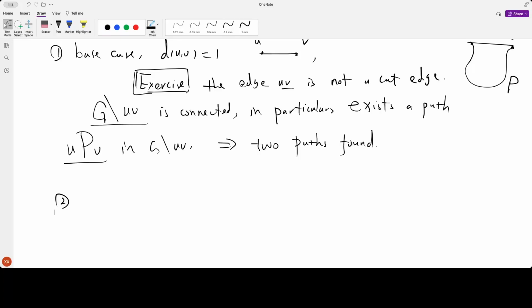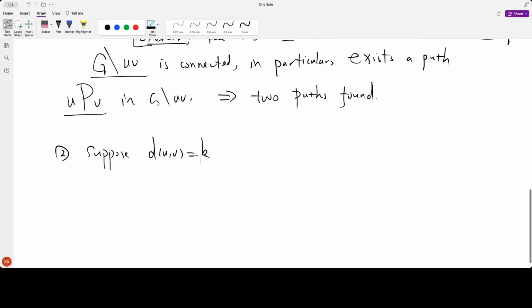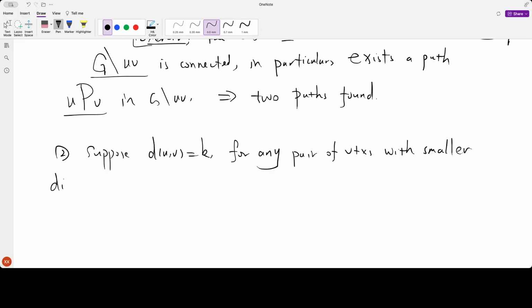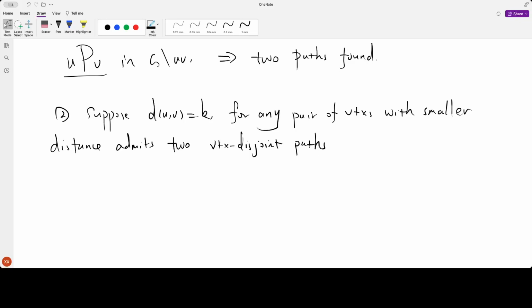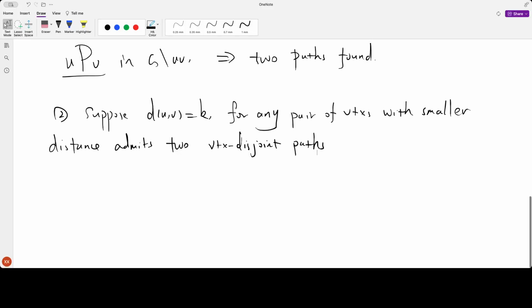Now we are considering, suppose d(u,v) is k. And we also suppose that any pair of vertices with distance smaller than k admits two vertex disjoint paths. So this is our induction step. We assume that d(u,v) is k, and suppose we have proved all the smaller cases, if the distance is smaller than k, then we are already done. So suppose the conclusion holds for all smaller distance pairs.